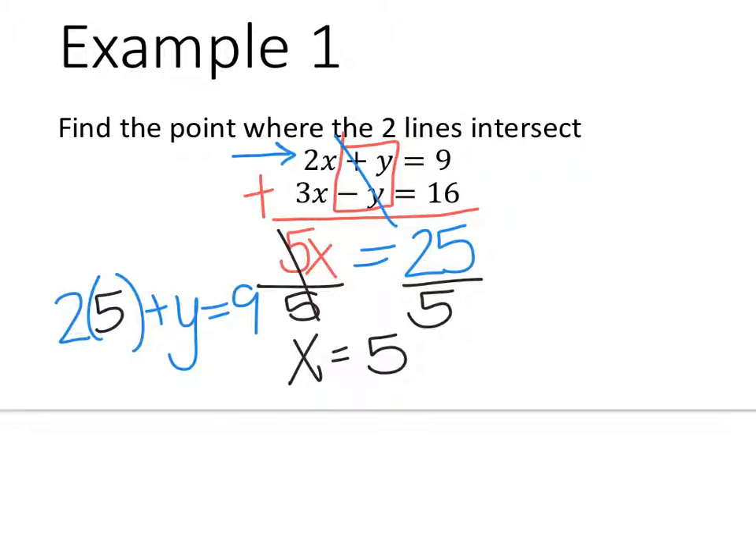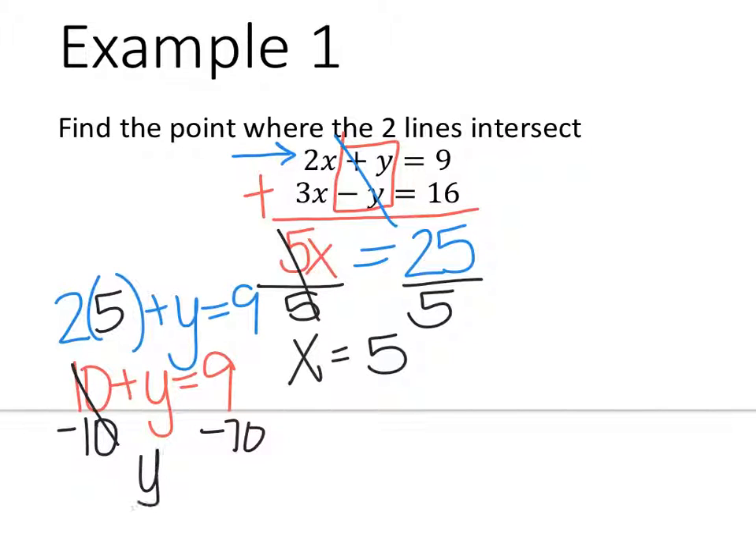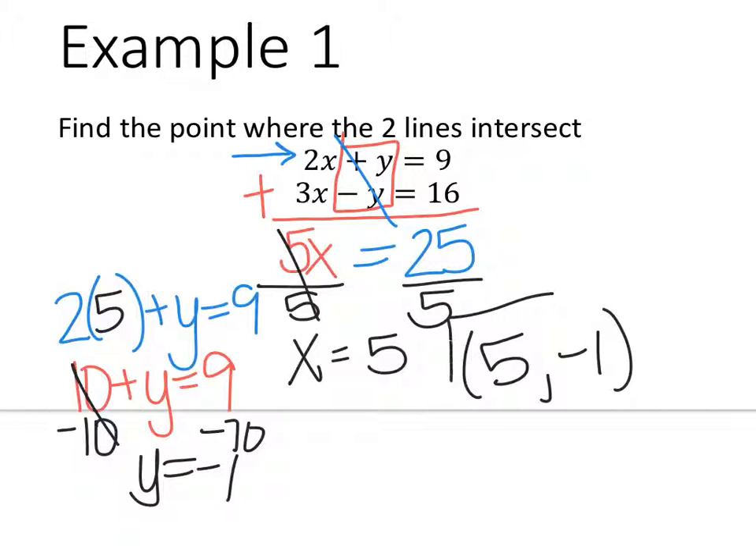From here, I just need to keep simplifying this problem and solving the problem until I have y by itself. So I have 10 plus y equals 9. Subtract 10 from both sides. And I'm left with y equals negative 1. So I have an x value, I have a y value, and I'm going to write my answer as the ordered pair, 5, negative 1.